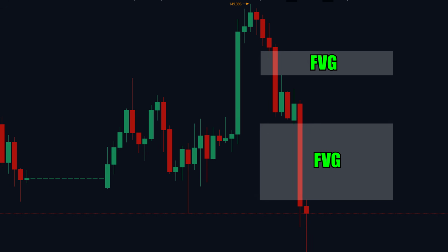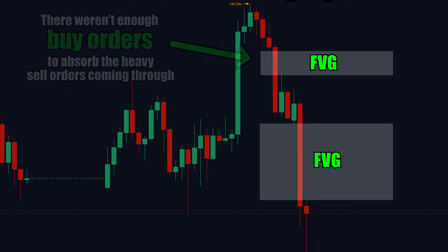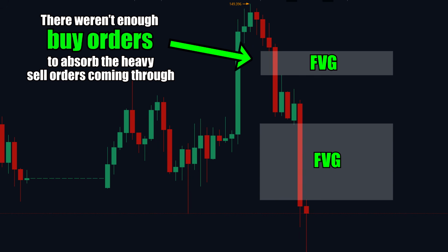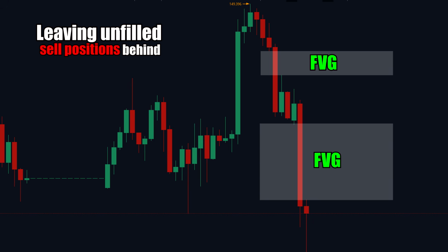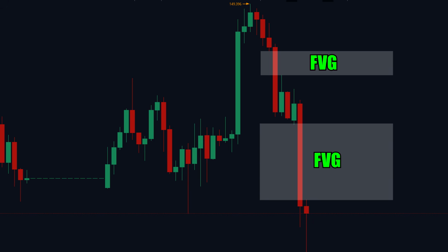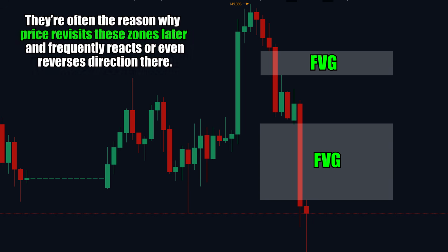On the flip side, when we spot a bearish fair value gap, it indicates the opposite. There weren't enough buy orders to absorb the heavy sell orders coming through, leaving unfilled sell positions behind. These leftover orders become critical. They're often the reason why price revisits these zones later and frequently reacts or even reverses direction there.